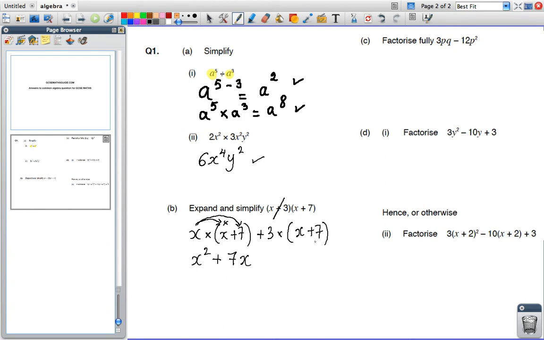Once you've done that, you're going to move on to the next one. So I'm going to do plus 3 times x, so that gives me plus 3x, and then plus 3 times plus 7, plus and a plus makes a plus, and 3 times 7 is equal to 21.